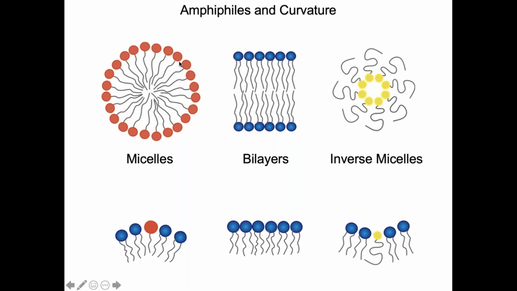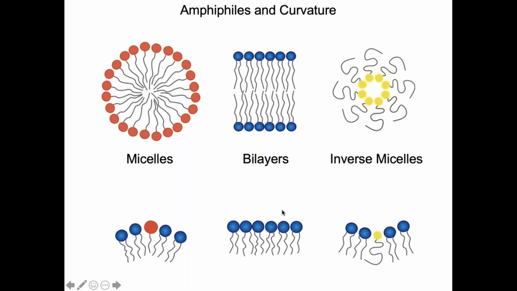And what we see here are structures with a positive curvature. Here we have no curvature. Here we have structures with a negative curvature. And if we take some of these molecules and add them to a planar bilayer, if we add micelle-forming molecules, we would now produce positive changes in curvature. Here we would produce no change in curvature. And in this case, with inverse micelle-forming molecules, we would have negative changes in curvature.